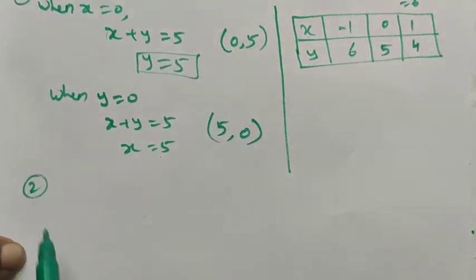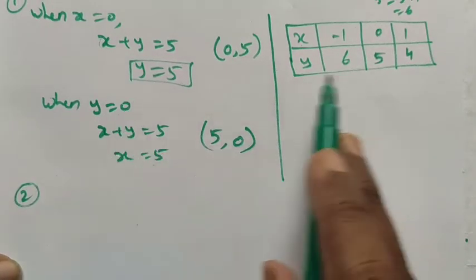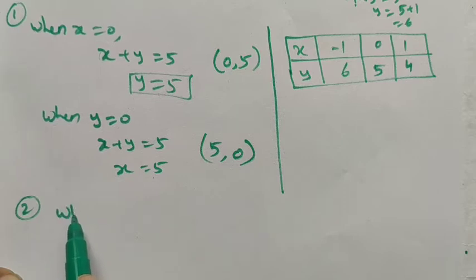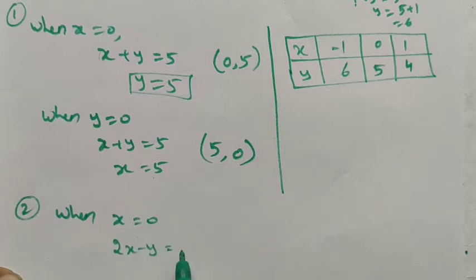Next we take the second equation. Either in this way or another way we can find it. When x is equal to 0, the given equation is 2x minus y is equal to 4. In the place of x, 0 means the whole term becomes 0, then minus y is equal to 4, then y is equal to minus 4. Then the ordered pair is 0, minus 4.